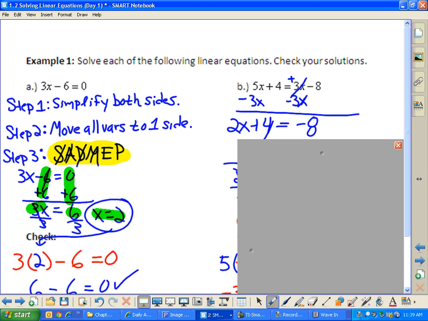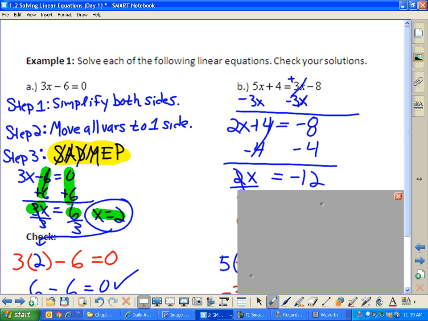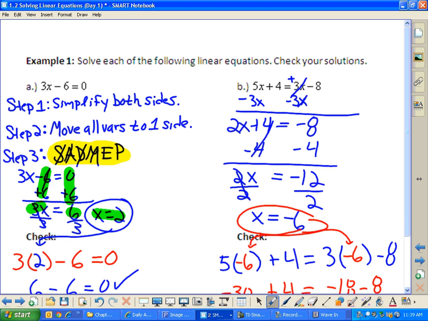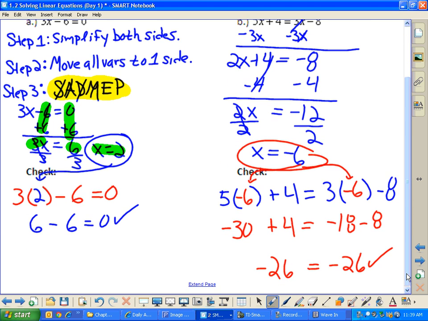So we have 2x plus 4 equals negative 8. Subtract 4 from both sides. So we get 2x equals negative 12. And then if I want to undo that multiplication, I have to divide both sides by 2. So x ends up being negative 6. You could check that by substituting this x value of negative 6 into your equation. It turns out you could still generate a true statement, so it does work.